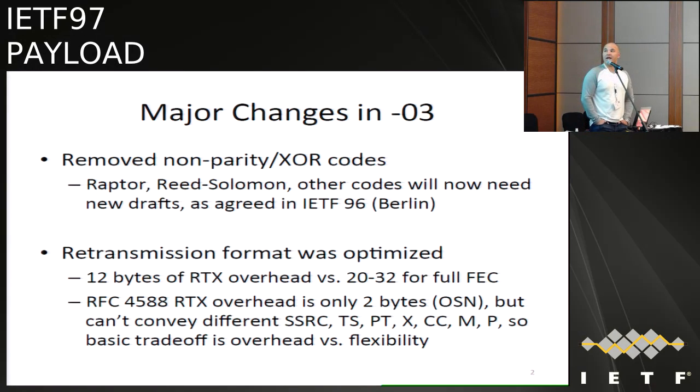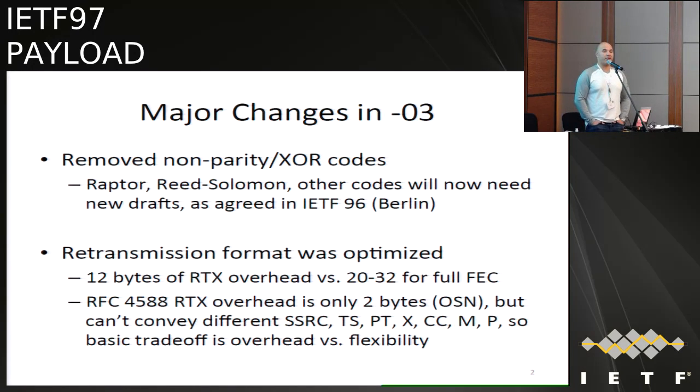The second major change was there was a retransmission format that was added one rev ago, and people commented that it was relatively inefficient compared to the RFC 4588 RTX. And so we looked at the packet format and tried to do some reduction of the fields that would not be necessary. So we got it down to 12 bytes. And I'll show in a minute what the differences were. But basically, it's now 3 words instead of 4 to 8 words for a full FEC header. But it's still not as efficient as 4588.